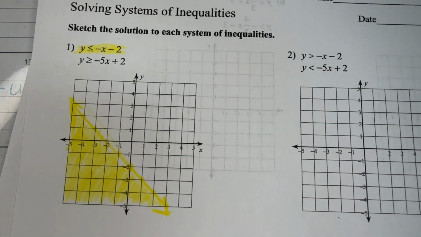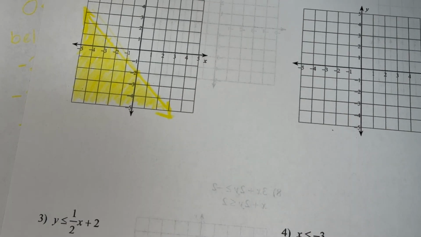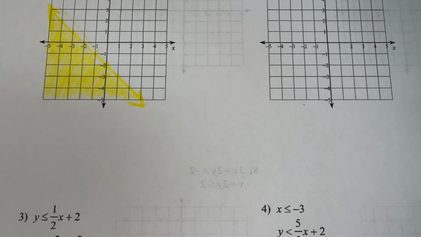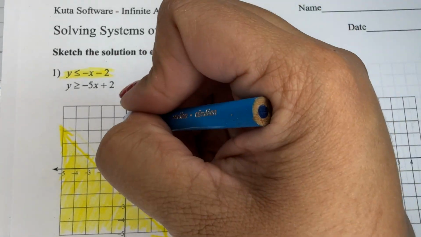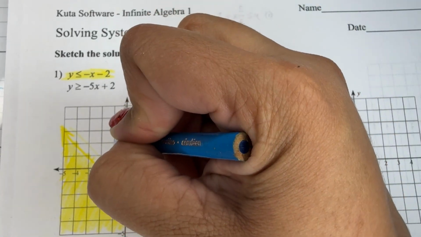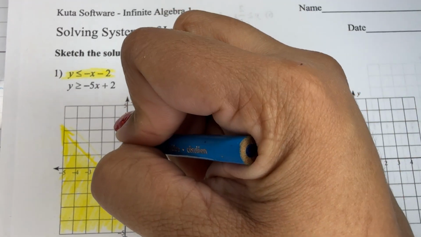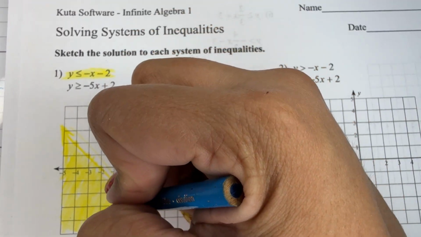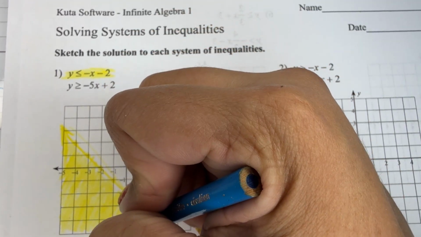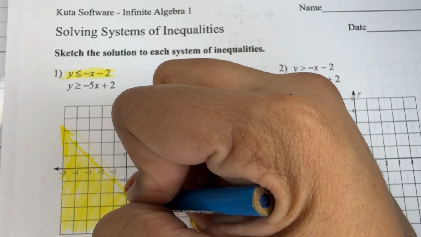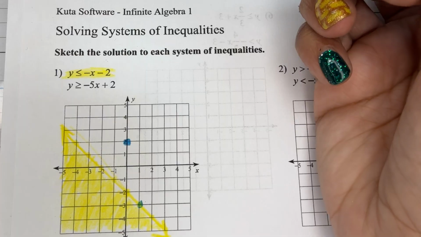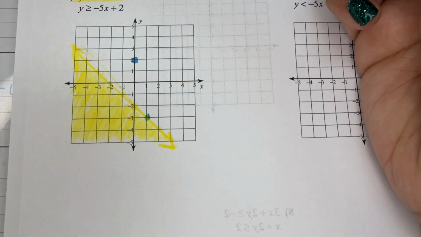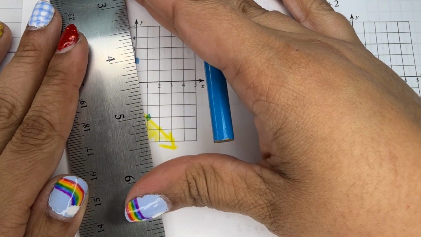Now let's look at the other inequality. Y is greater than or equal to negative 5x plus 2. Oh, you couldn't see it. You could if you had your worksheet out. So plus 2, negative 5x. 1, 2, 3, 4, 5. Right. 1, 2. I can't do anymore. We go 1, 2, 3. I can't graph anymore. So I'm just going to connect these 2 points.